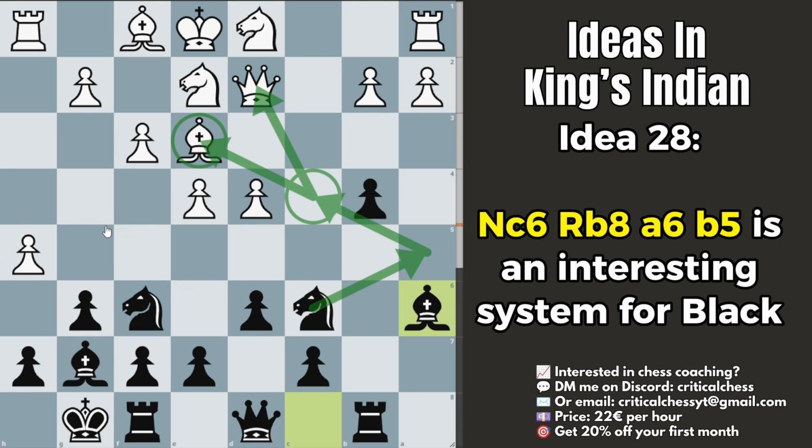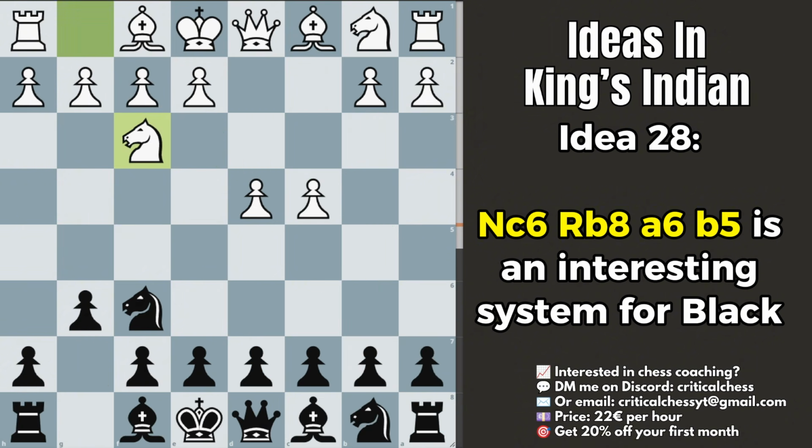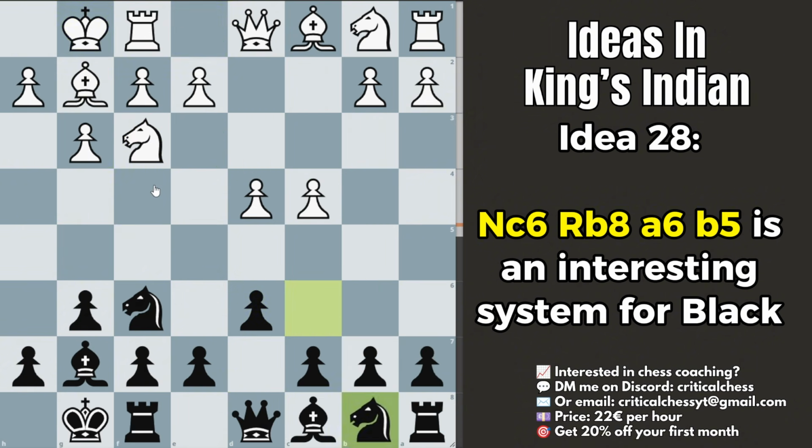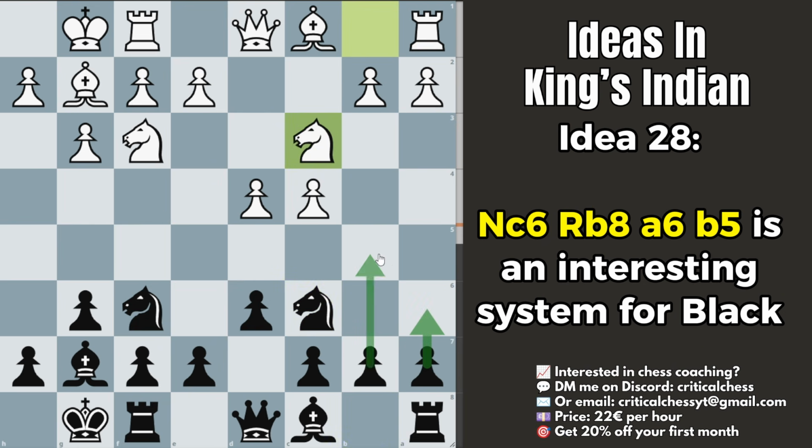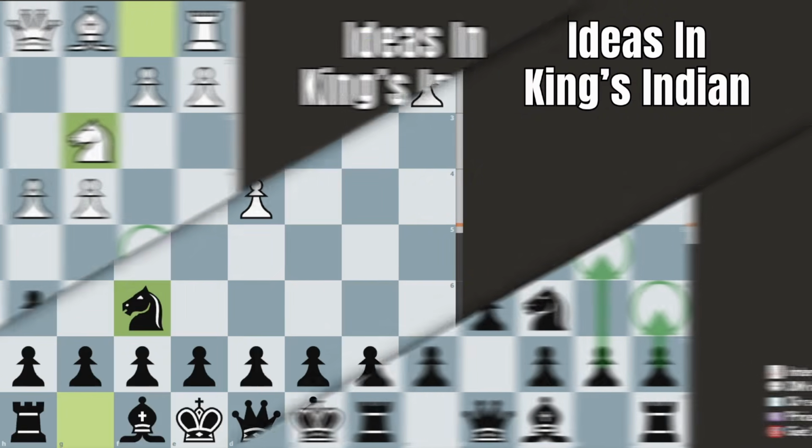Now again, the computer finds a way to punish this because the computer finds a way to punish everything. But this is a legitimate way of playing in the fianchetto variation, for example, and it is something that you should keep in mind, and it is an option that exists for black.